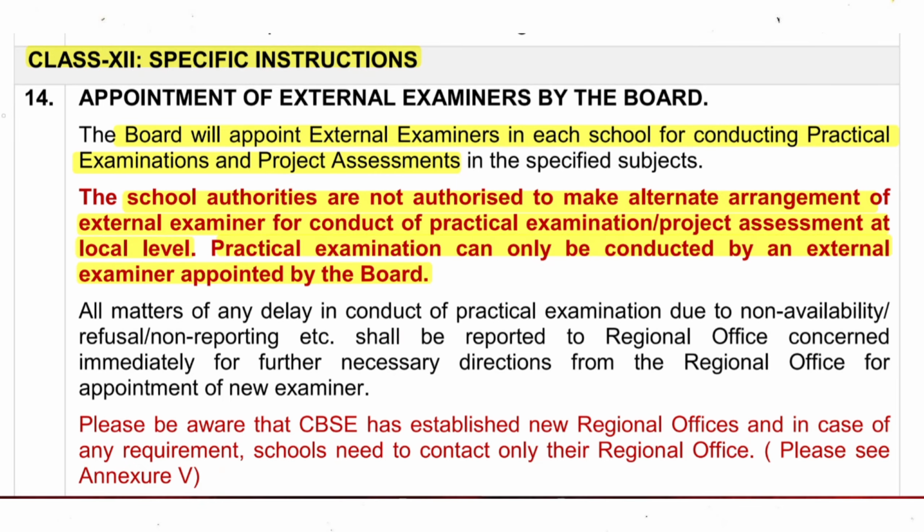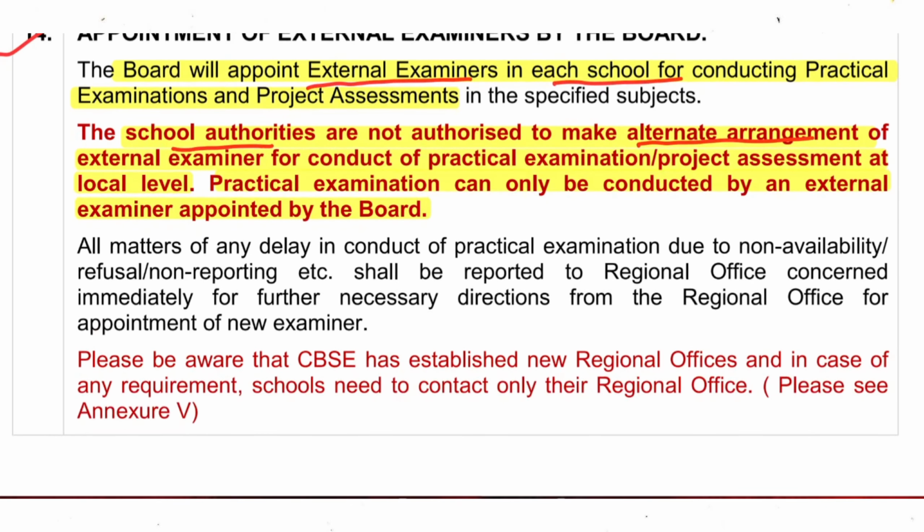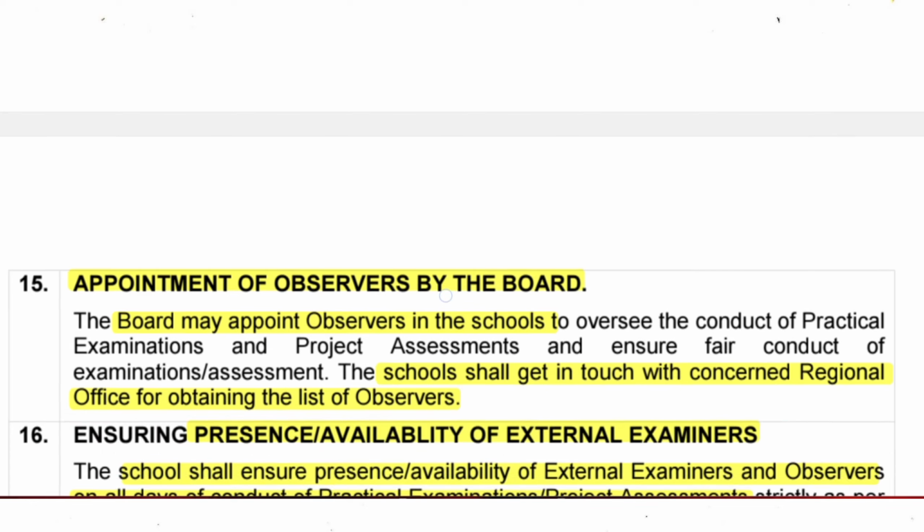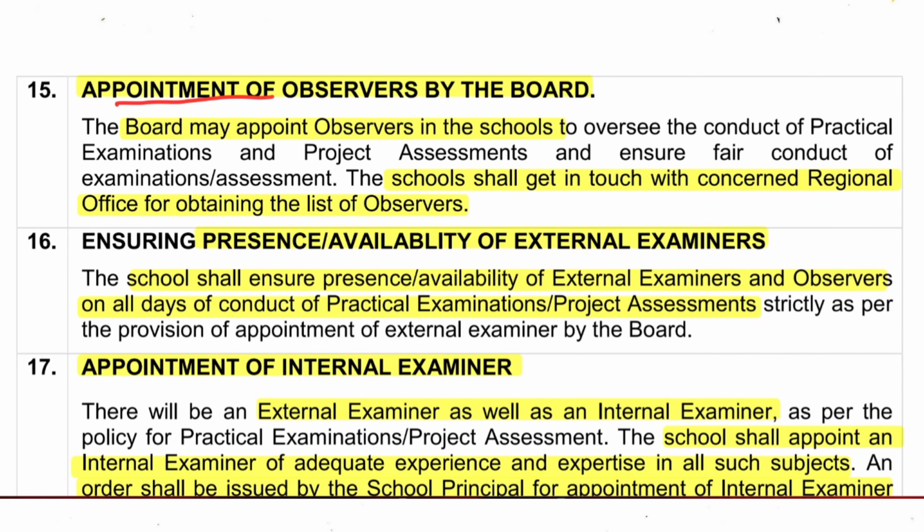Now, for class 12, CBSE will appoint an external examiner in each school for conducting practicals, and the school authority cannot make any alternate arrangement. If any external examiner is not coming for the duty, you can inform the regional office. They only will change the external examiner. You cannot make any change on your own. Next, for a few centers, they may appoint an observer also. Remember, they may. It's not compulsory that an observer will come for all the examiners. No. And for the observer list, you can contact your regional office. You will get the list of observers for which subjects observers will be coming.